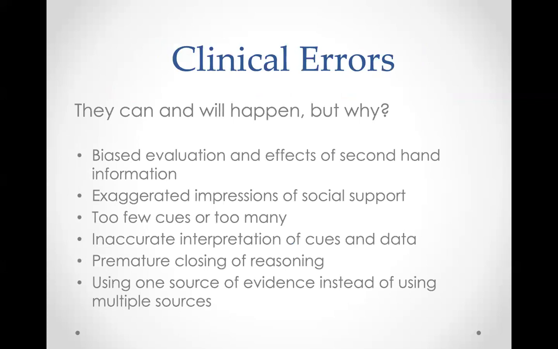Clinical errors. So they can and will happen, but why? A lot of times they're biased evaluations and effects of secondhand information. Oftentimes they're exaggerated impressions of social supports. Too few cues or too many are given during an eval. Inaccurate interpretation of cues and data. Premature closing of reasoning. Or using one source of evidence instead of using multiple sources.